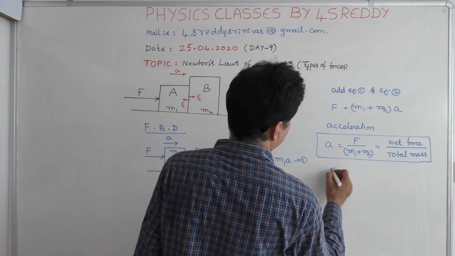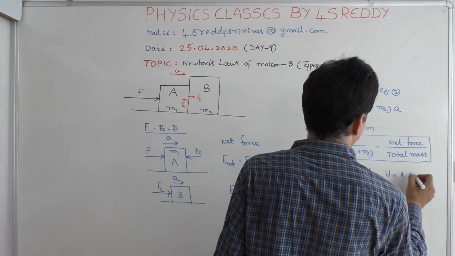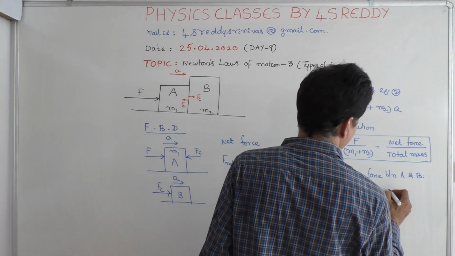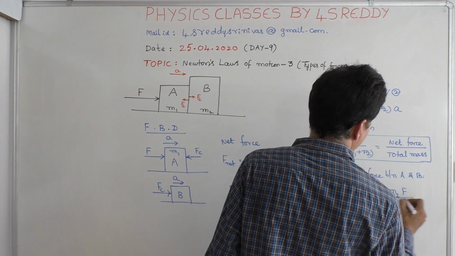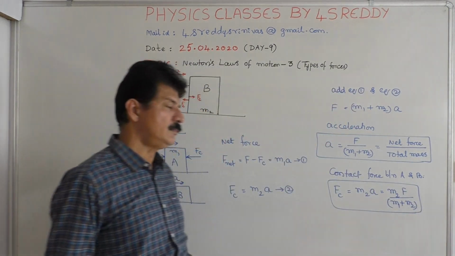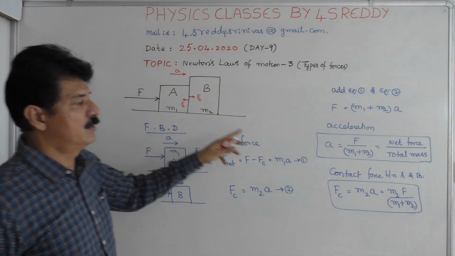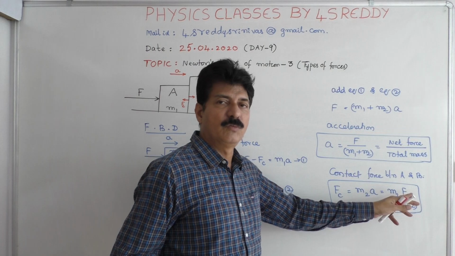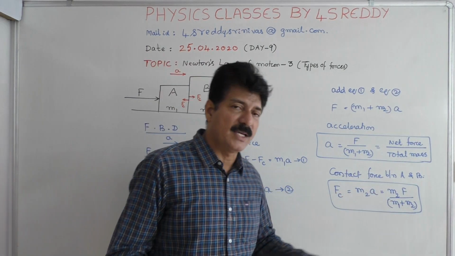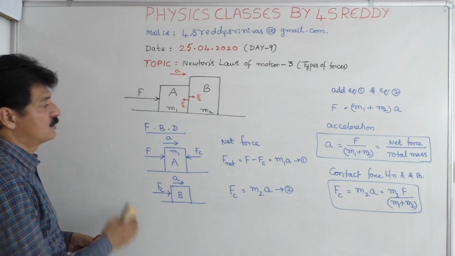Thereafter, if you are asked for the contact force between A and B, the contact force Fc, from equation 2, is M2a, that is M2 into F by M1 plus M2. If you are asked to find the contact force when force is applied on M1, the contact force is the second mass into applied force by total mass. If the force were acting on the second block, it becomes M1F by M1 plus M2. Very simple.